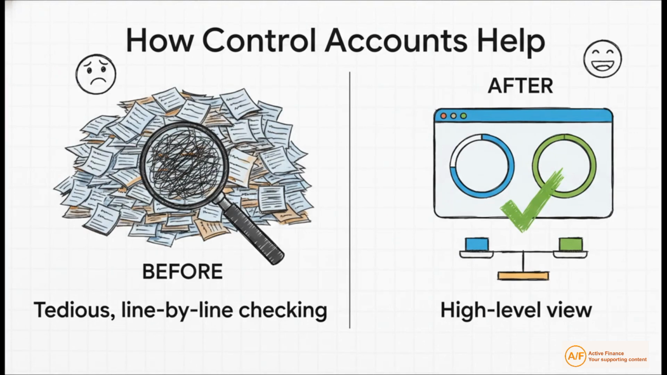Just think about it. Instead of digging through hundreds of individual accounts trying to find one little mistake, you can just compare 2 totals. It saves you from that mind-numbing line-by-line checking, and this high-level view lets you make smarter, faster decisions. For instance, if you see your total receivables ballooning at a glance, that tells you it's probably time to chase down some payments before it turns into a real cash flow crisis.